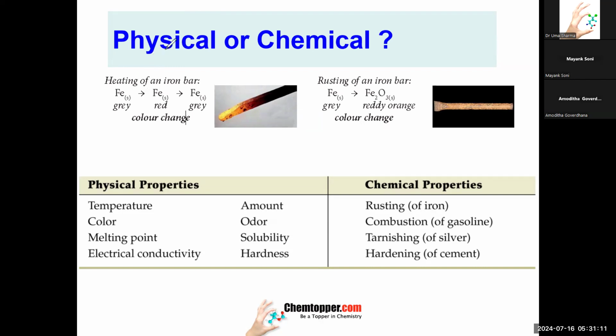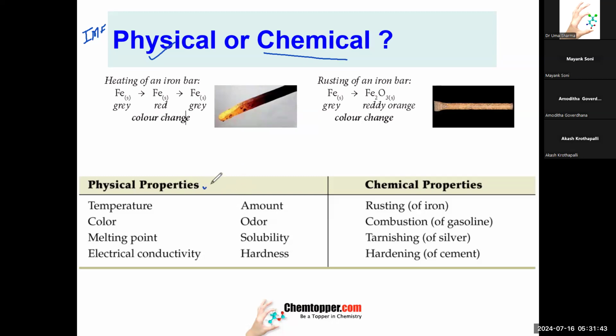So a physical change is a change in state due to breaking of IMF. That's very important. Intermolecular forces of attraction, IMF. And what is a chemical change? Change in chemical composition. Change in chemical composition means breaking covalent bonds, chemical bonds. Very good. Perfect answer.